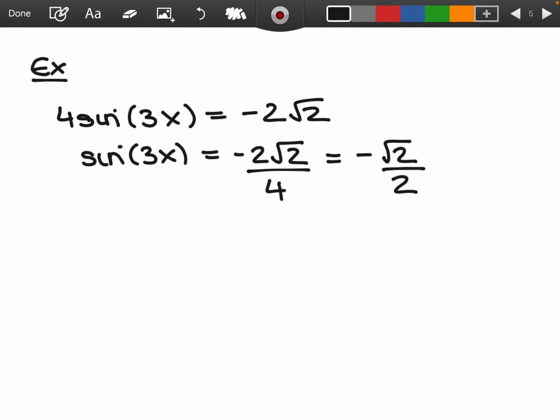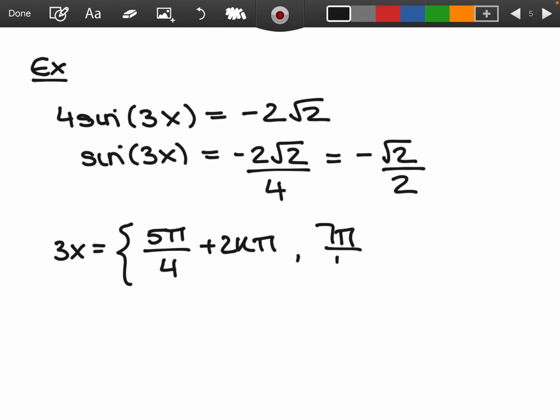I'm just going to look for any angle that gives me sine of that angle is negative the square root of 2 over 2. That would be 5 pi over 4 and 7 pi over 4. So we're in quadrant 3 and quadrant 4. So that tells me that 3x is equal to 5 pi over 4, and again, any angle that's coterminal to it, or 7 pi over 4 plus or minus 2 pi and any multiple of 2 pi.